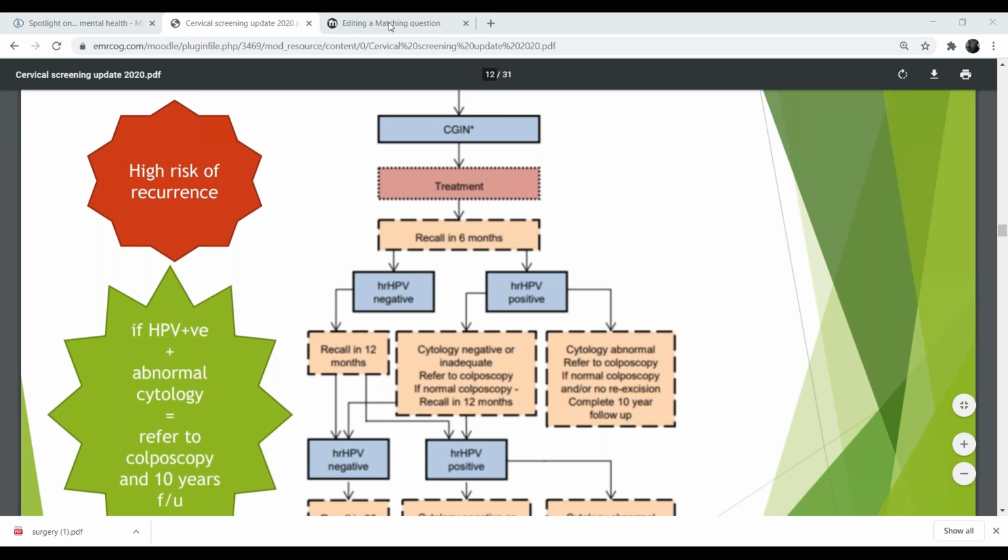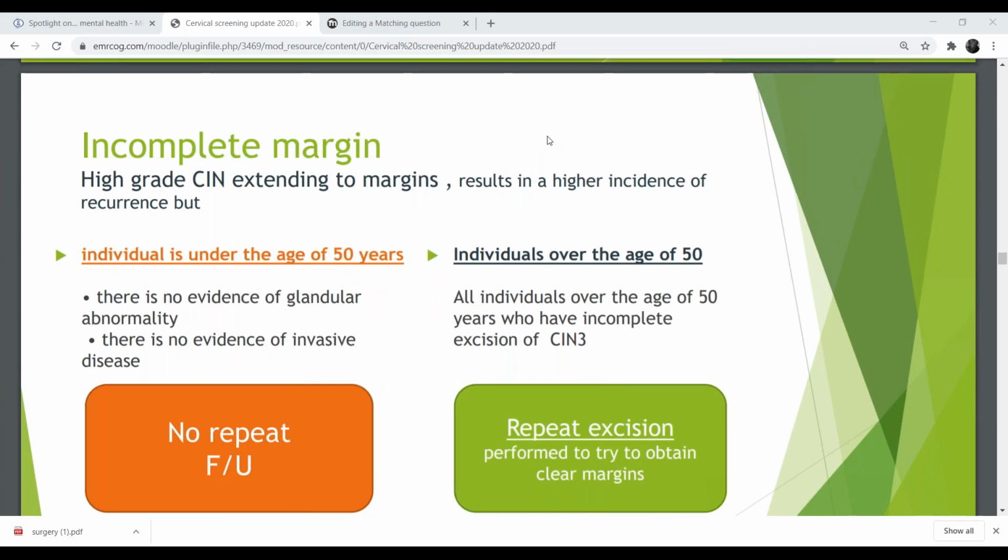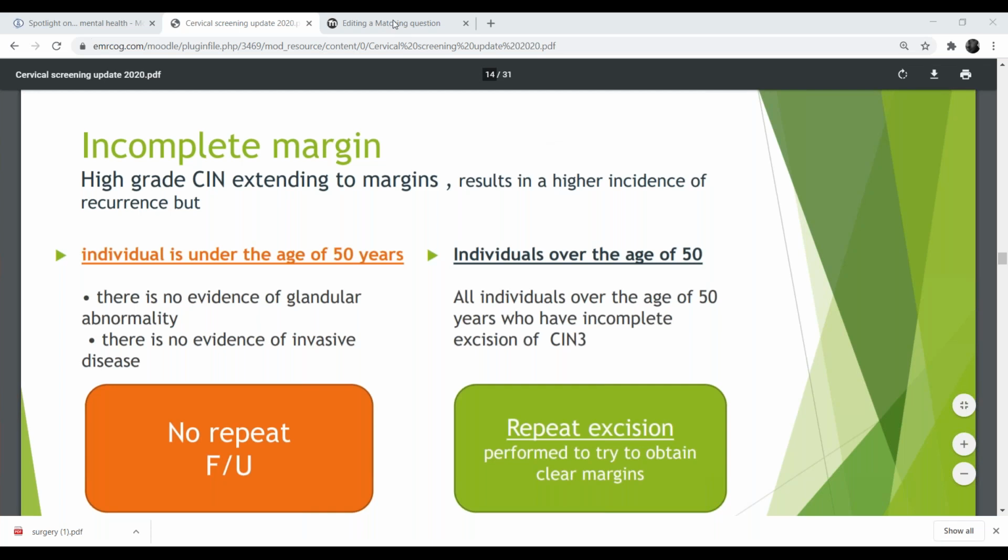So I will tell you, guys, this is a situation that came before in the examination, and I like this part because it's a very famous and very repeated case. Be careful when he tells you the words incomplete margin. Look at the lesion. What type of lesion? If the lesion was high-grade CIN, not CGIN, I'm talking here about CIN2 or 3. He will tell you clearly in the exam, incomplete excision margin.